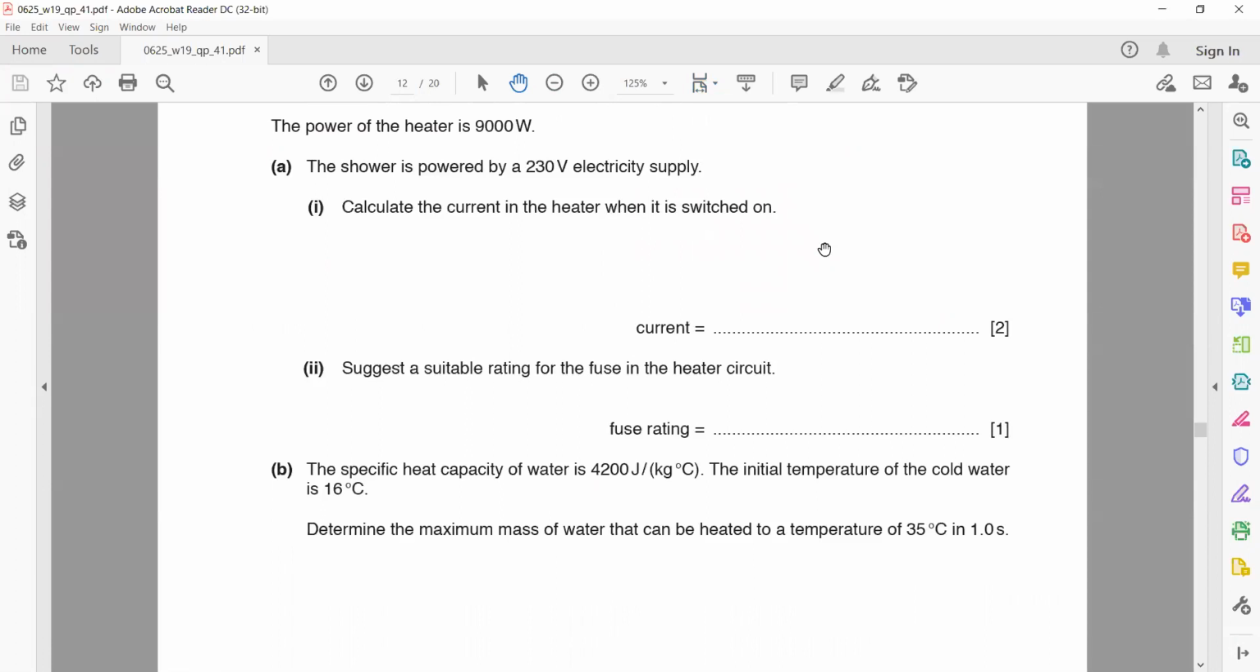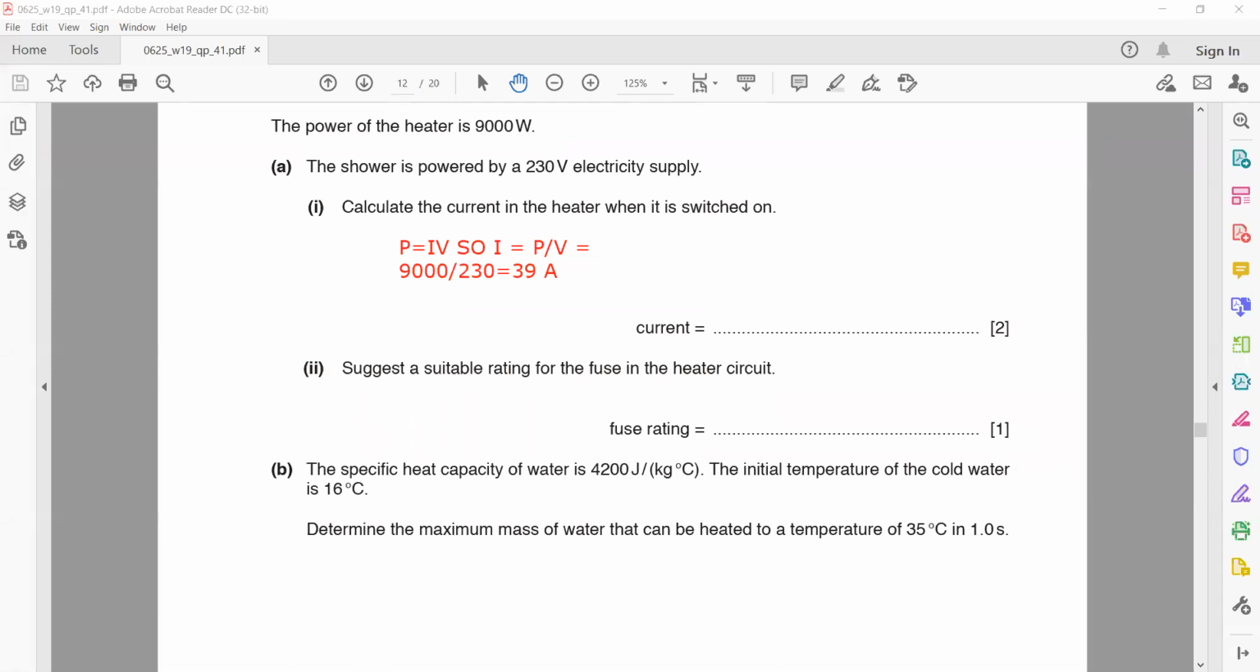Suggest a suitable rating for the fuse in the heater. The maximum current passing through this is 39 ampere. So what fuse should we select? A fuse rating should be a bit more than what is allowed. You can select 40 ampere or 45 ampere, because a slight fluctuation in the current can happen, and it should not blow the fuse.